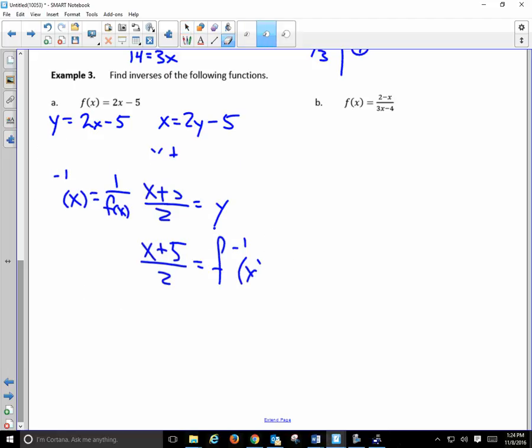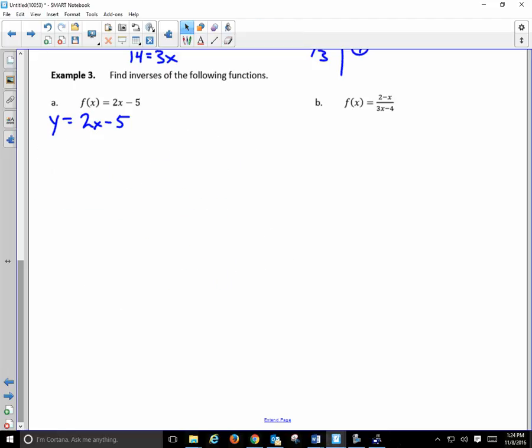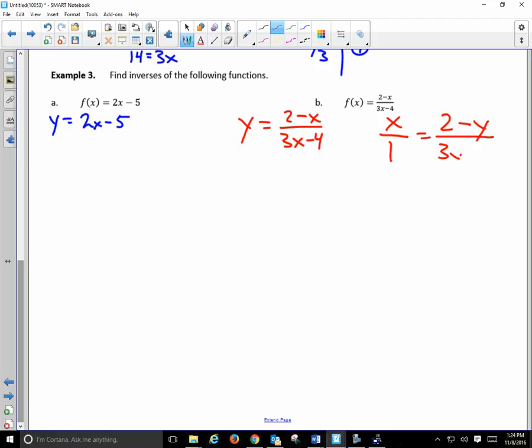Okay, the next one, slightly more difficult. We have y is equal to (2 minus x) over (3x minus 4). I'm going to rewrite that as x over 1 equals (2 minus y) over (3y minus 4). What makes this problem more difficult? I got multiple variables. So what will I do? Cross multiply. You've seen this problem before. Now what? Get all the y's on one side.